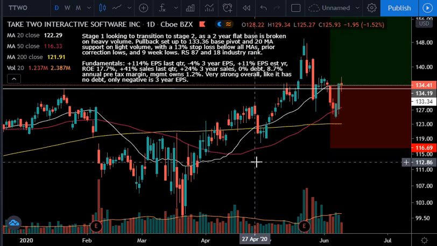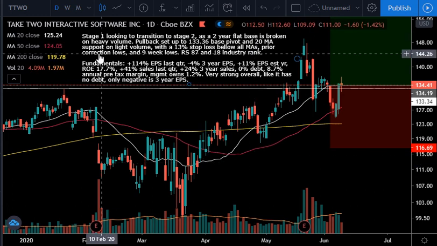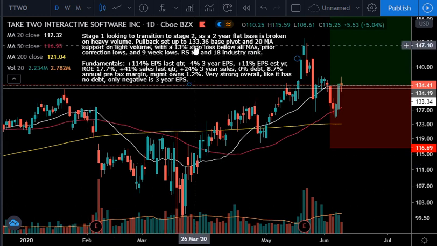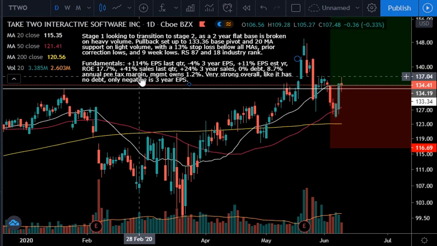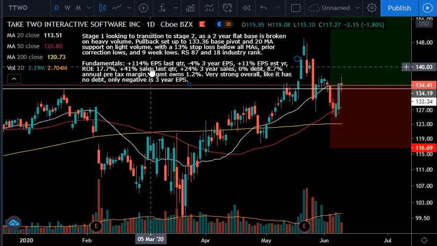As I said, the 2-year flat base is broken on heavy volume, with a pullback setup to the 133.36 base pivot on a 20 moving average support on light volume, like we said in the beginning of the video, with a 13% stop loss below all moving averages, prior correction lows, and 9-week lows. This has a relative strength rating of 87 and an industry rank of 18.